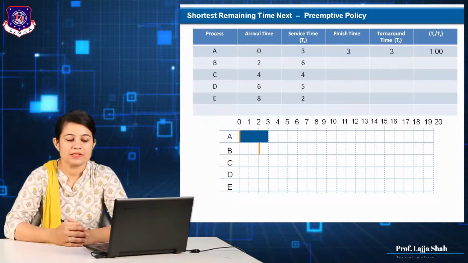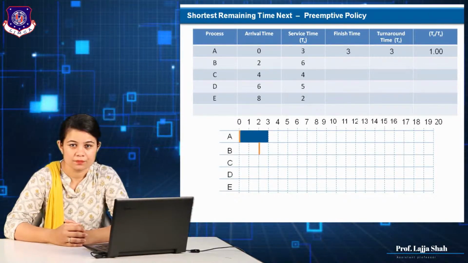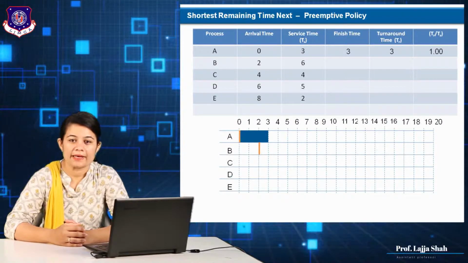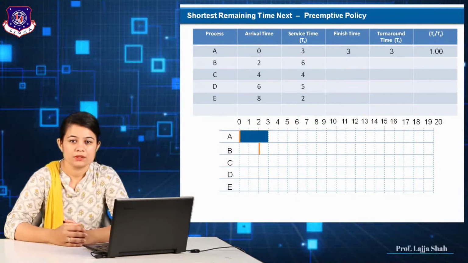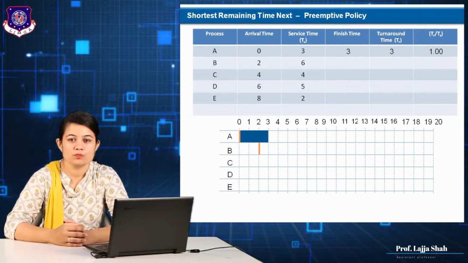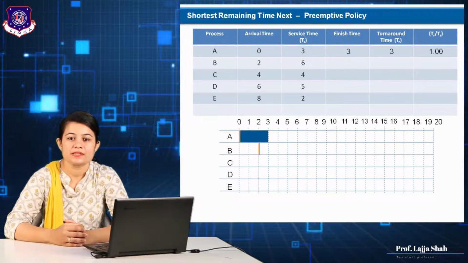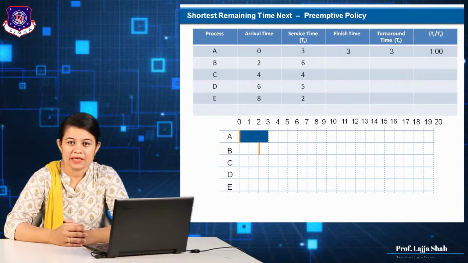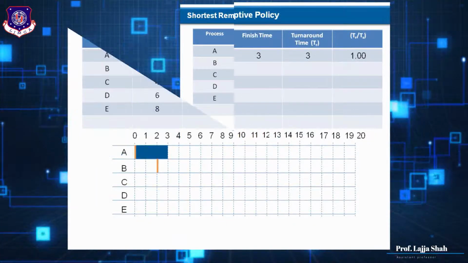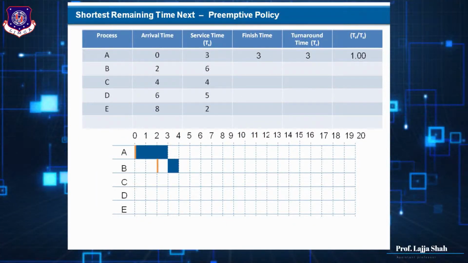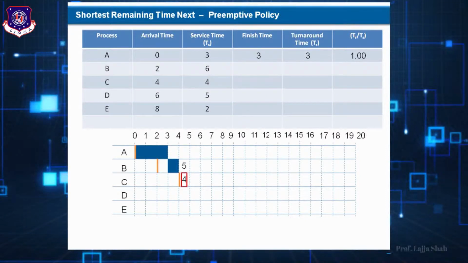Process A will be completed after 3 seconds and its values are recorded in the table, that is finish time, turnaround time and throughput value. Now the current time is 3 seconds. At this time there is again only one process, process B. So process B will be executed for 1 second.